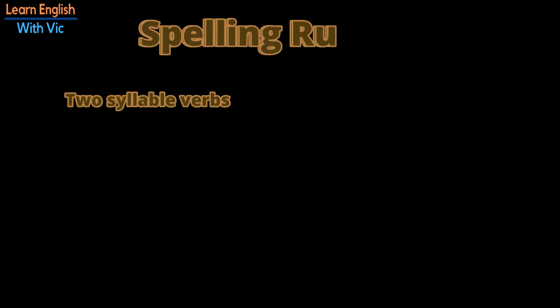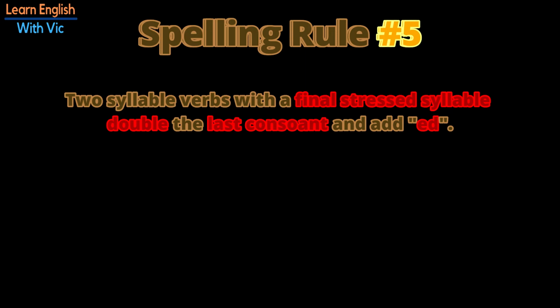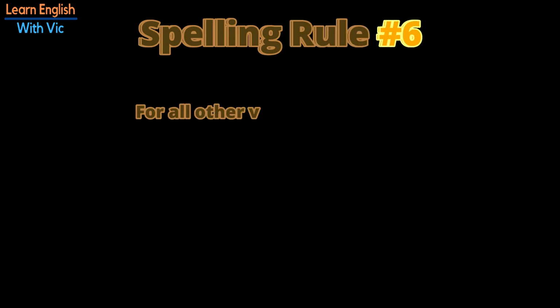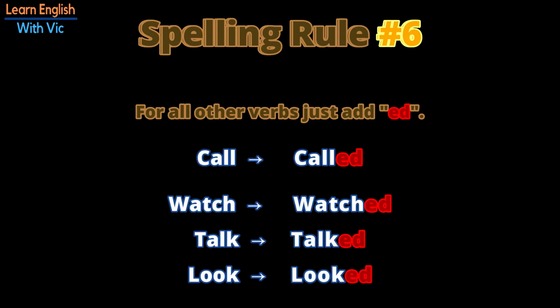Spelling rule number 5, for 2-syllable verbs with a final stressed syllable, we double the last consonant and we add ed. For example, admitted, preferred, robbed, planned. Lastly, spelling rule number 6, for all other verbs we just add ed. For example, called, watched, talked, looked.